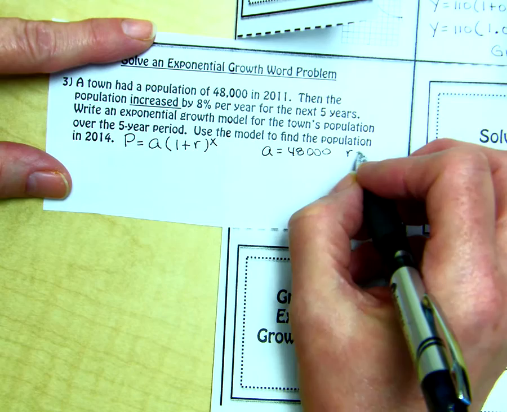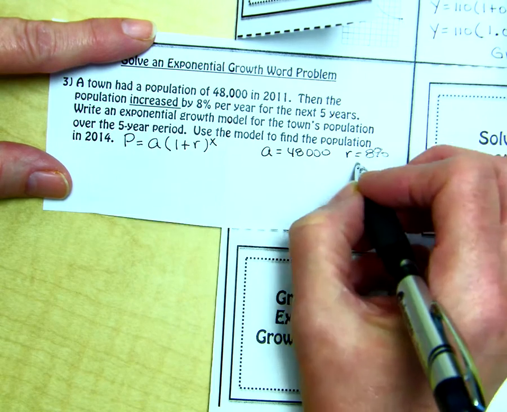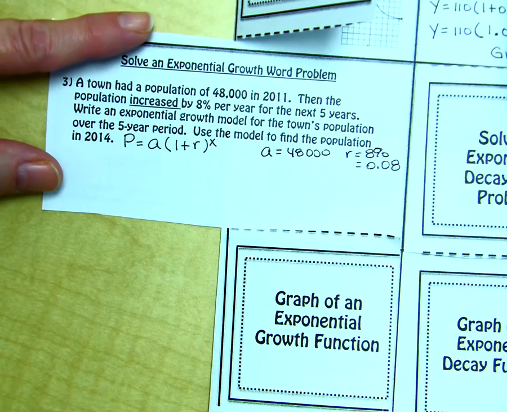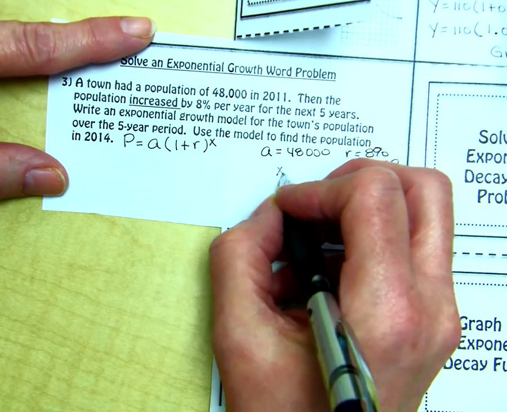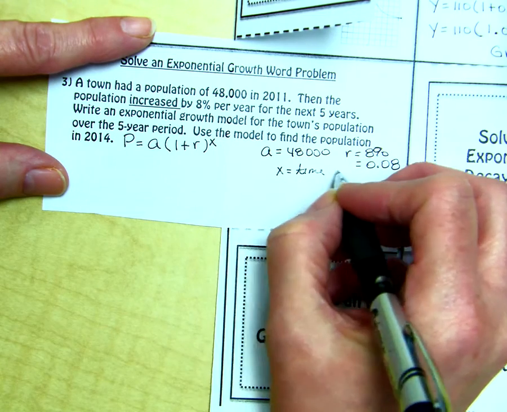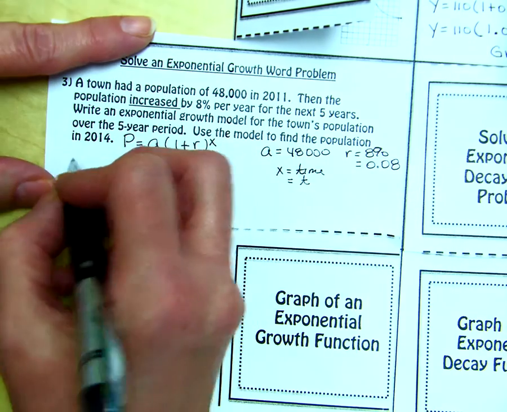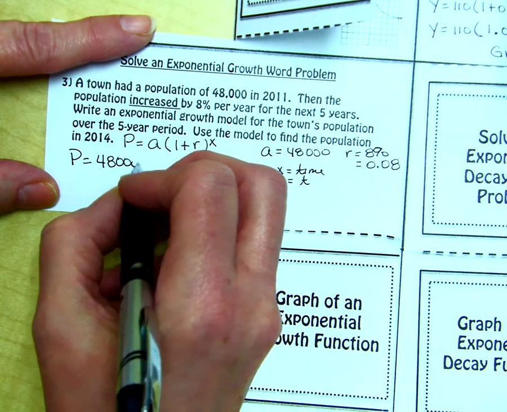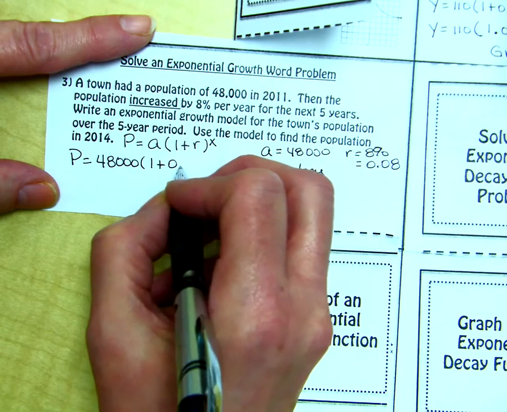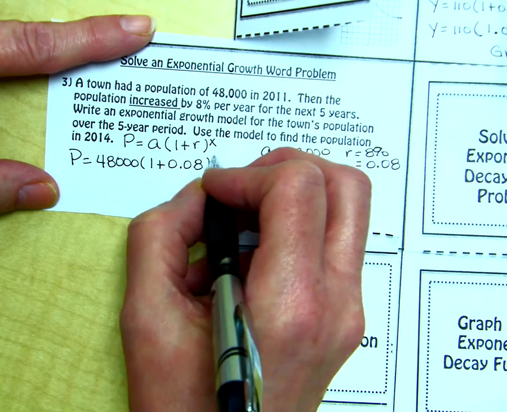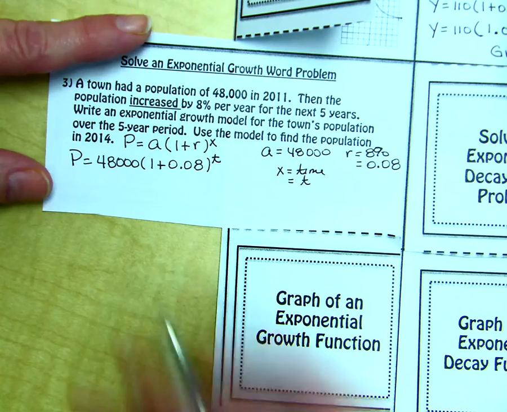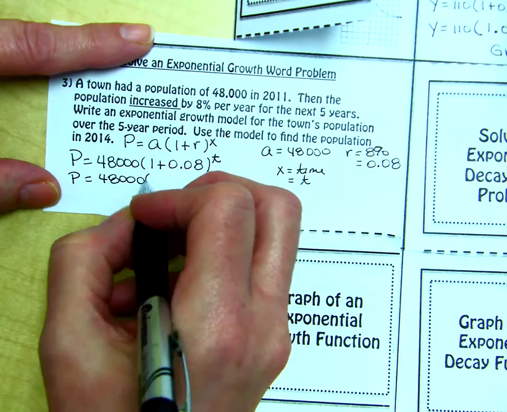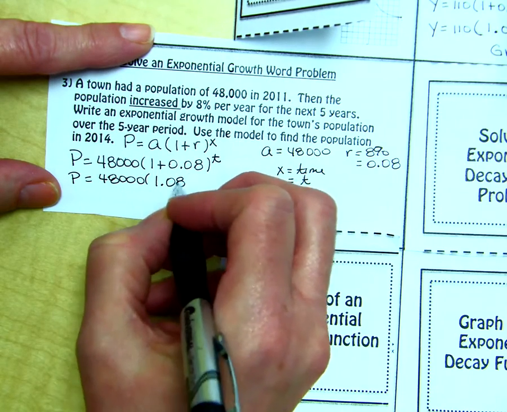Our rate is 8%, which is 0.08 as a decimal. And x is time, so we're going to have that equal t. So our population is going to end up as 48,000 times 1 plus 0.08, all raised to the t power. Simplify that. 1.08 in parentheses.